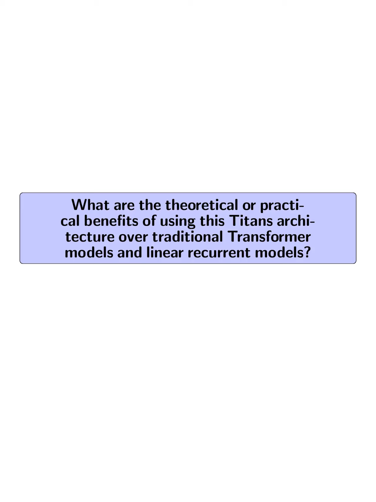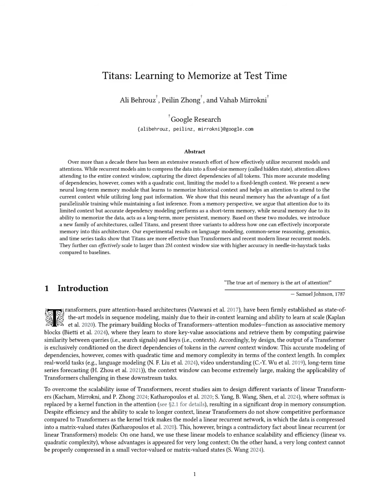What are the theoretical or practical benefits of using this Titans architecture over traditional transformer models and linear recurrent models? The Titans architecture offers several theoretical and practical benefits over traditional transformer models and linear recurrent models. Firstly, Titans can effectively scale to context lengths exceeding 2 million tokens, which is a significant limitation for standard transformers due to their quadratic complexity in memory and time.